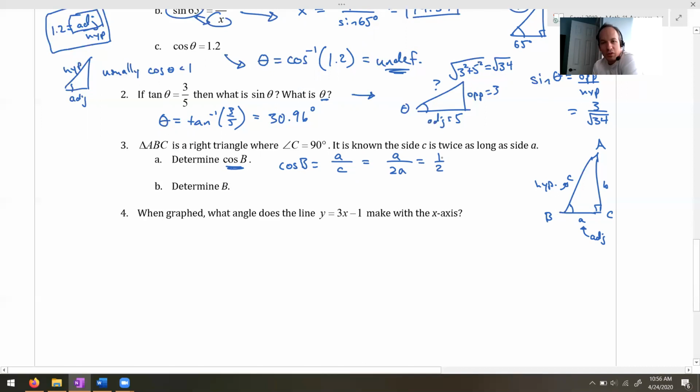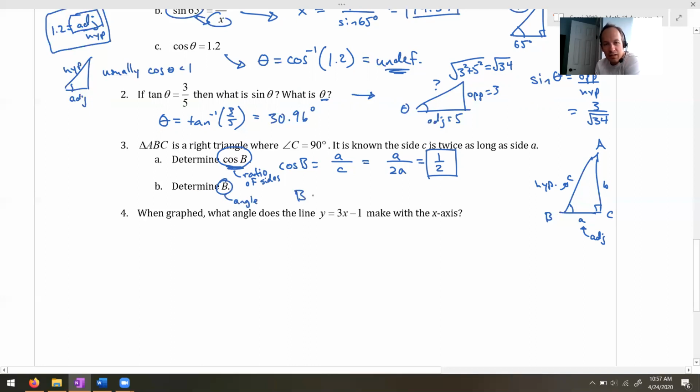Now, what a lot of people are going to do naturally is they're going to go, okay, well then B equals inverse cosine of a half. But remember, I'm asking what cos B is, not what B is. This is cos B. That's the answer. Cosine of B is a ratio of sides. Lots of people get this confused and they think it's the angle. No. Part B, that's the angle.